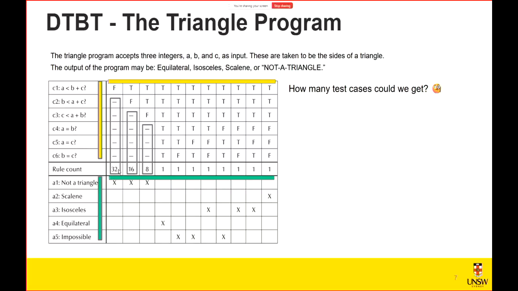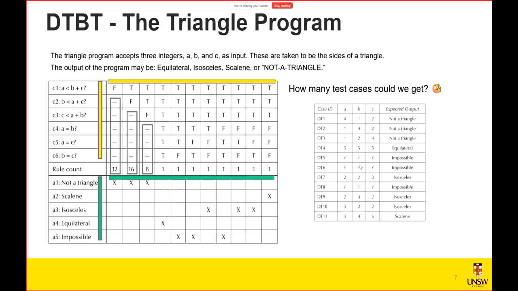One way of counting the number of test cases is to just count the number of columns here. A quicker way of doing this is to use 64 minus 32, minus 16, minus 8, and that is 8, and use 8 plus 3 here. So that's 11 cases. So we can have 11 test cases out of this decision table.